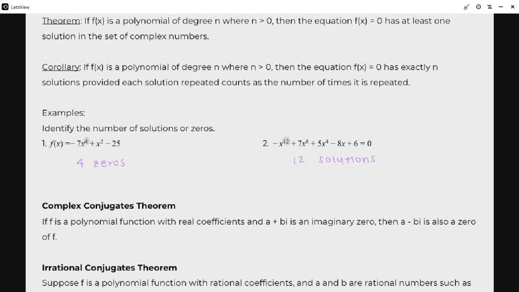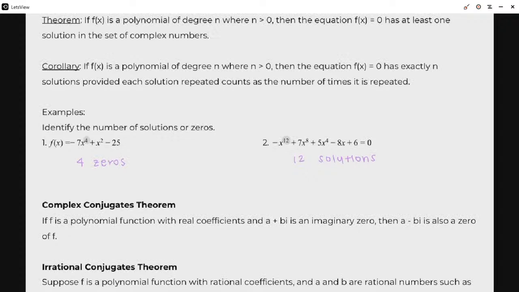But the repeating part, the part that says provided each solution repeated counts as the number of times it is repeated. So x plus 1 squared would equal x squared plus 2x plus 1. Sorry, I don't know what happened. Okay, there we go. So this should have 2 zeros or 2 solutions, but it's just repeated because it's x plus 1 squared. So the solution -1 is repeated, if that makes sense. So it doesn't mean that you should have n different zeros. It just means that's the possible number.